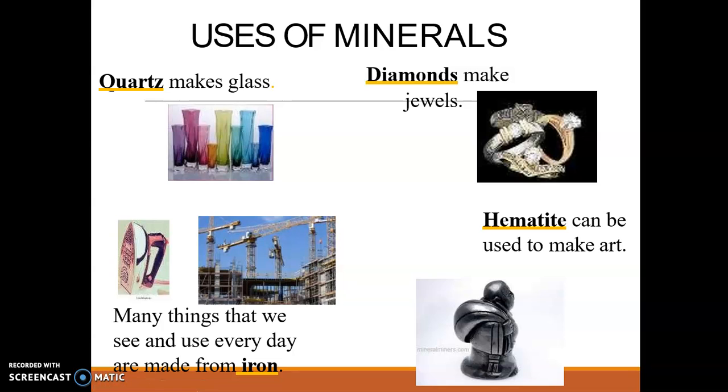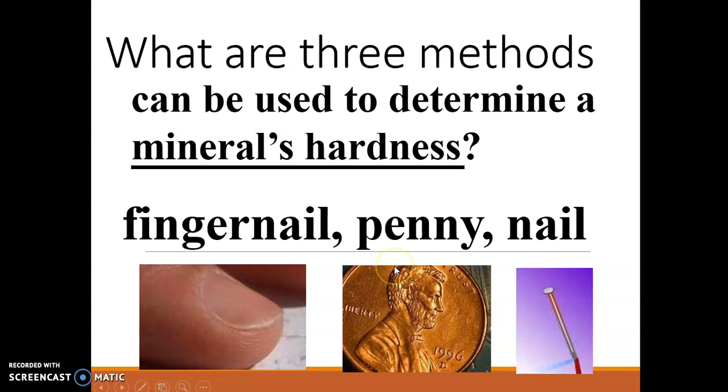These are the uses of minerals. Quartz is used to make glass, diamonds to make jewels. Many things that we use and see every day are made up of iron. And finally, hematite can be used to make art.